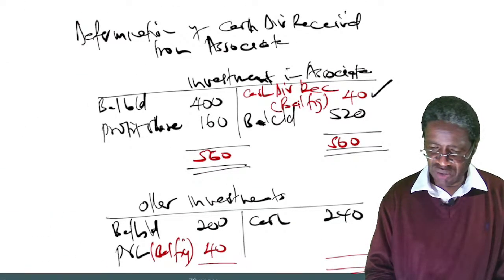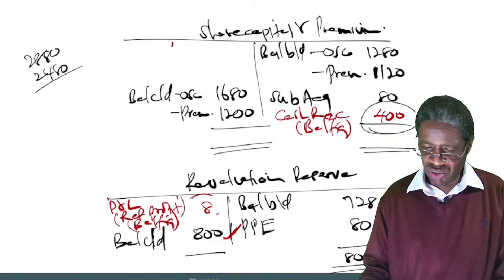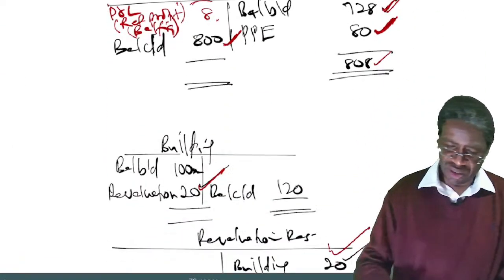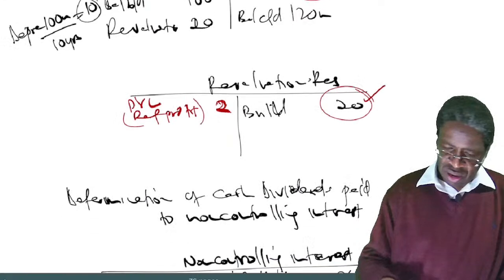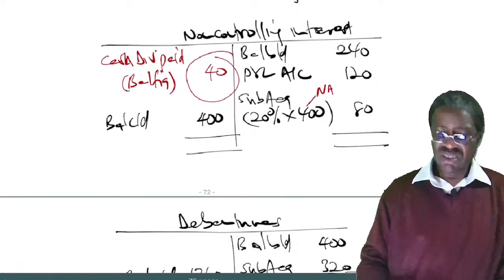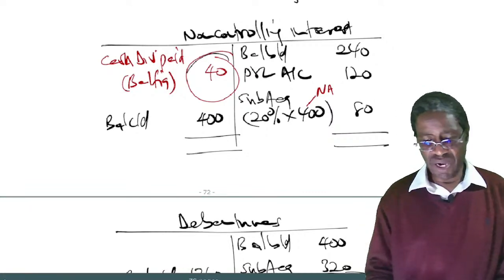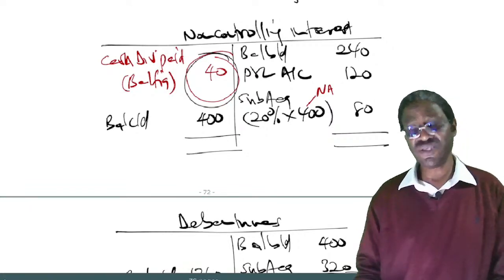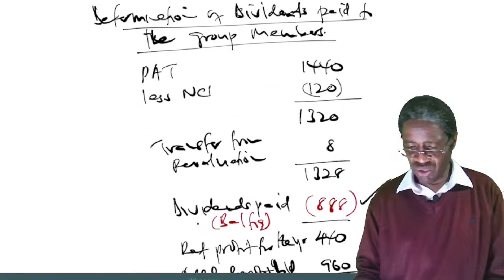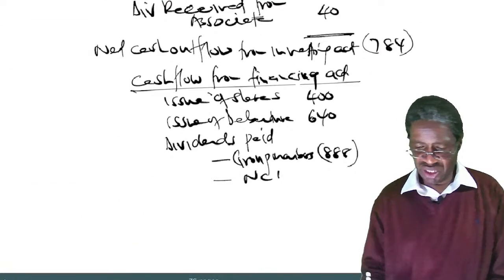Where is this account? We prepared an account called non-controlling interest. Where was it? Here. We got a balancing figure of 40. This amount we paid as dividends to the non-controlling shareholders. Good. Bring it. 40.